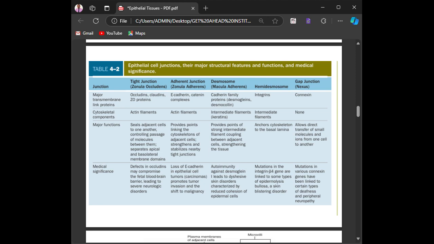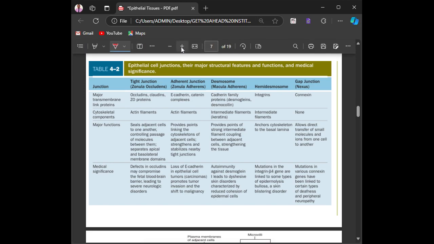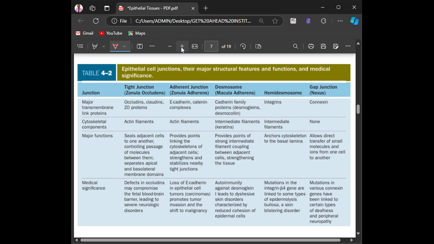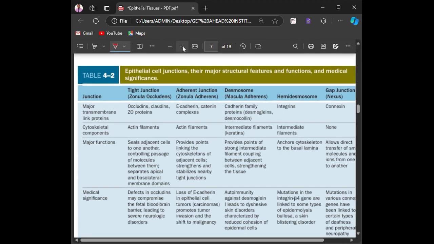Now let's talk about cell junctions, or intercellular junctions. Okay, so basically these are the major epithelial cell junctions that we have. And this slide basically summarizes everything.